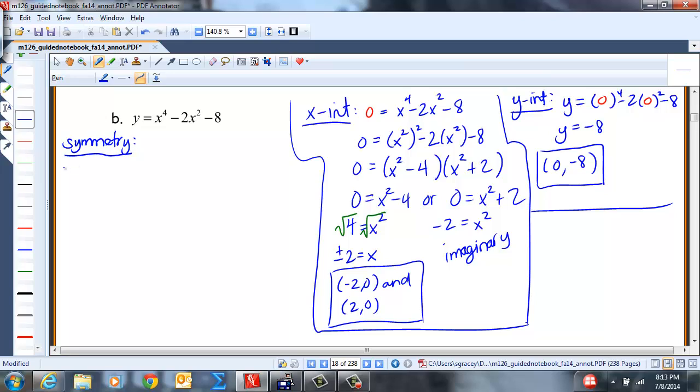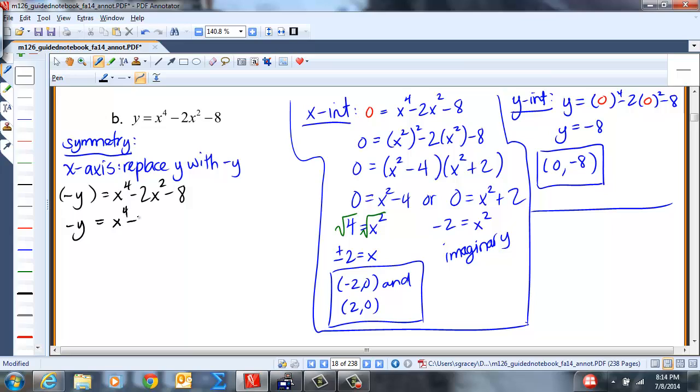So, x-axis. We replace y with -y and see if we get the same equation. So, -y equals x to the 4th minus 2x squared minus 8. -y is x to the 4th minus 2x squared minus 8. Nope, not the same.